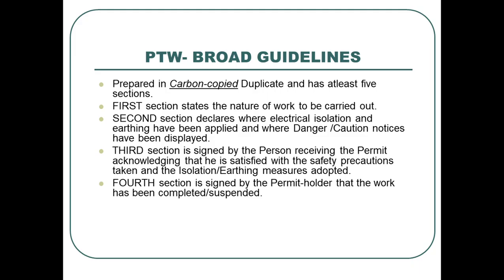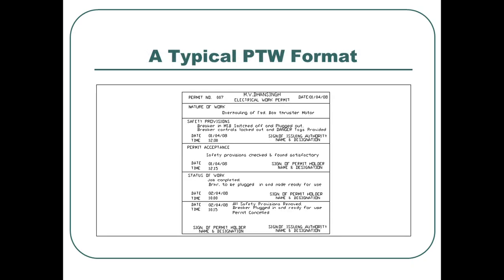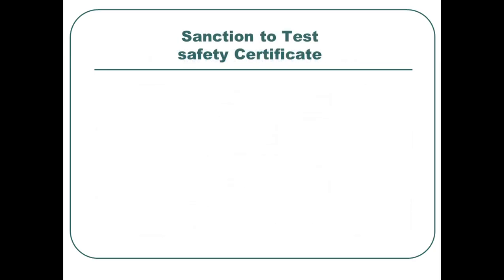The fourth section is signed by the permit holder that the work has been completed or suspended. The fifth section is signed by the issuing authority, cancelling the permit. So that is the format of your permit to work.